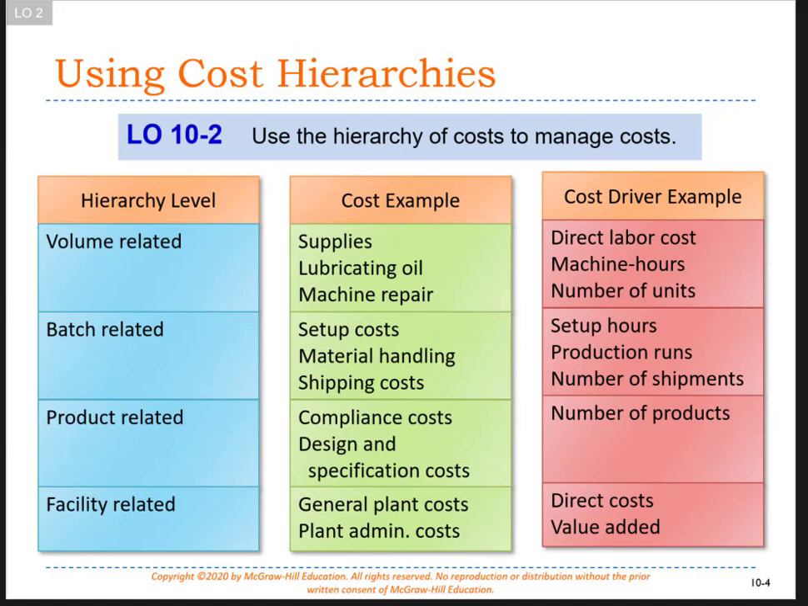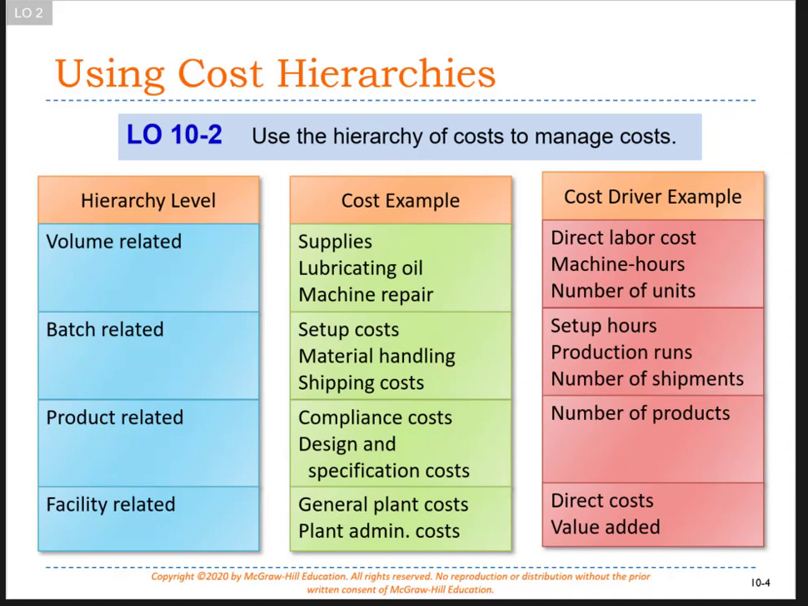So when we were talking about activity-based costing, we talked about cost hierarchies. And one of the ways that this becomes important is the difference between where an activity is, where the costs come from. Is it because there's more volume? Is it more because of each batch we start? Is it because we have a lot of different products? Or is it because we have the facility and the size of the facility? Okay, that gives us a hint as to where to look to manage it, right?